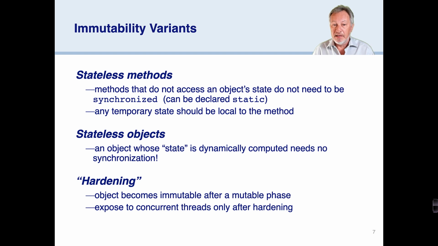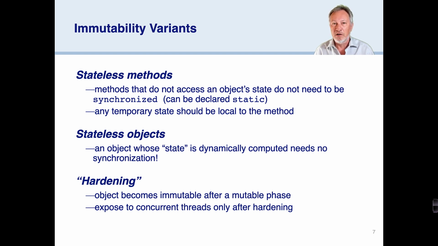Another example is that of a stateless object. So this is an object that doesn't really have any state of its own, but any state that is needed is computed dynamically. And a third case, which is quite similar, is that of hardening. This is particularly the case of objects that are lazily computed. So you may have an object that's created and has a complex state, but only after the first time that it's accessed will its full state be initialized and then no longer change.